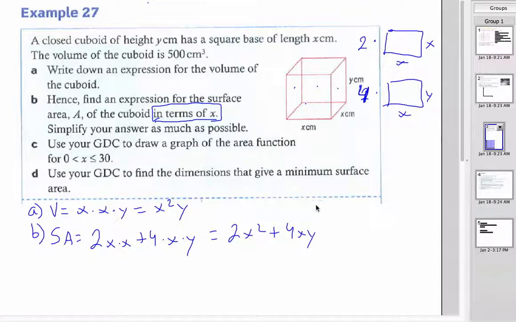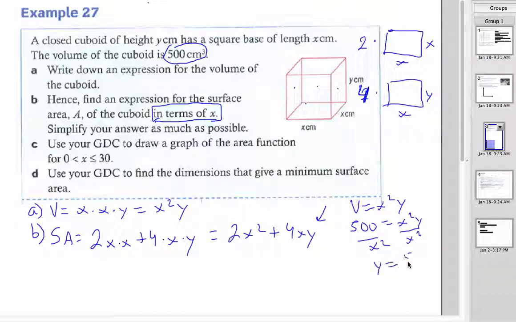We did not want this y here. So what we need to do is write y in terms of x, and we can do that using our volume. Because we know the volume equals x squared y, we know that 500 equals x squared y. So to get y in terms of x, we divide by x squared. We get y equals 500 over x squared. So our surface area equation becomes 2x squared plus 4x times, now y is going to be 500 over x squared.